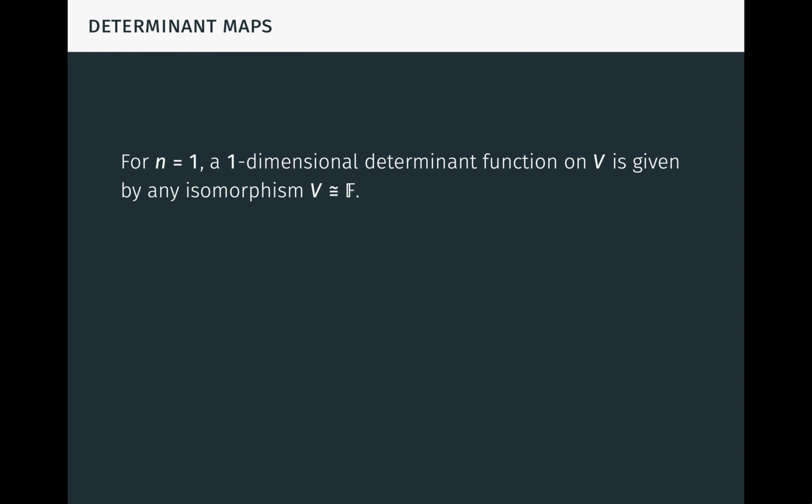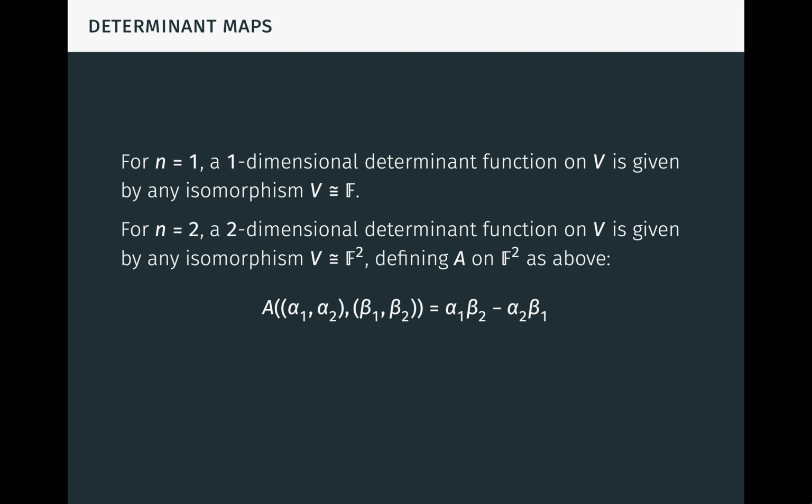First, the base cases. For n equal to 1, a 1-dimensional determinant function on V is given by any isomorphism from V to the field F. For n equal to 2, a 2-dimensional determinant function on V is given by any isomorphism from V to F2, defining A on F2 as above. What about n equal to 3? For this, we must analyze the relationship between 2 and 3-dimensional volume. We start from the top down, going from 3 dimensions to 2 dimensions, and then use what we learn to build from the bottom up, going from 2 dimensions up to 3 dimensions.